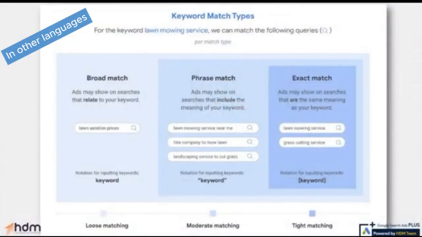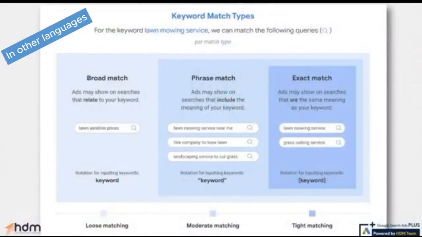Now, look guys, there's another example given. Grass cutting service. Certainly good. It's exactly the same meaning. Nothing is added or missing. In terms of meaning, they don't actually differ from each other. It has exactly the same meaning.